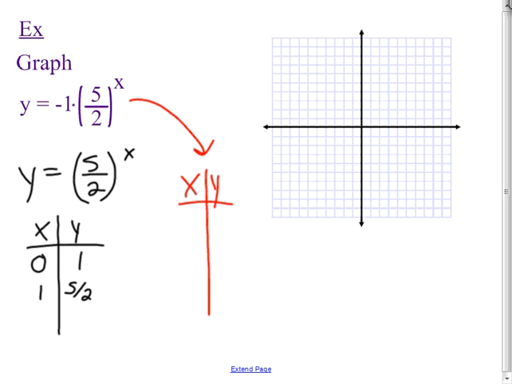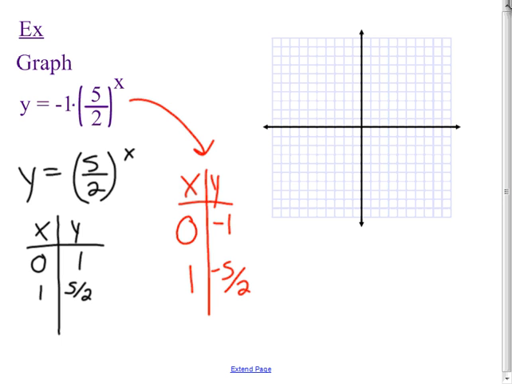Because my base is 5/2, it's greater than 1, this is going to be a growth. However, it's going to be odd because of this multiplier of a -1. So the -1, it's not directly attached to your x. It is physically attached to your y. So all my x values in this case stay the same. My y values, however, multiply by -1.